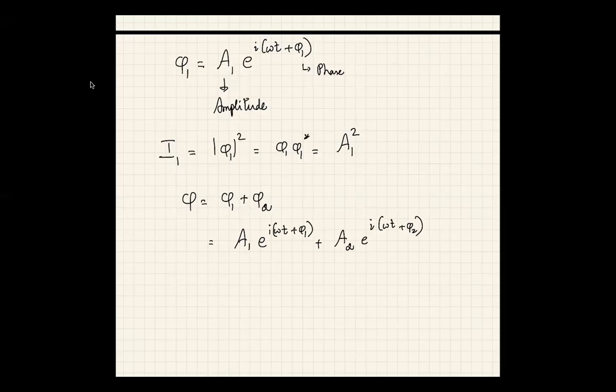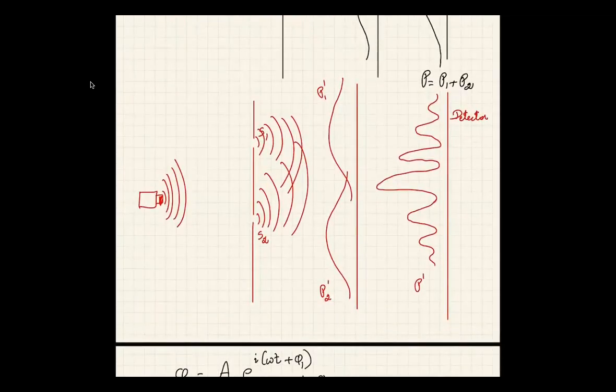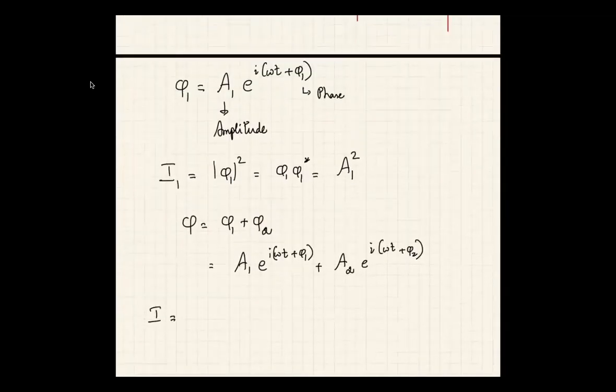Okay, the first wave has a phase phi 1, the second wave has a phase phi 2. All right. So what is the intensity of the resultant wave? The intensity of the resultant wave, which is the distribution that you see here, you measure the intensity, which is the height of the wave squared, right? Amplitude is basically the height of the wave.